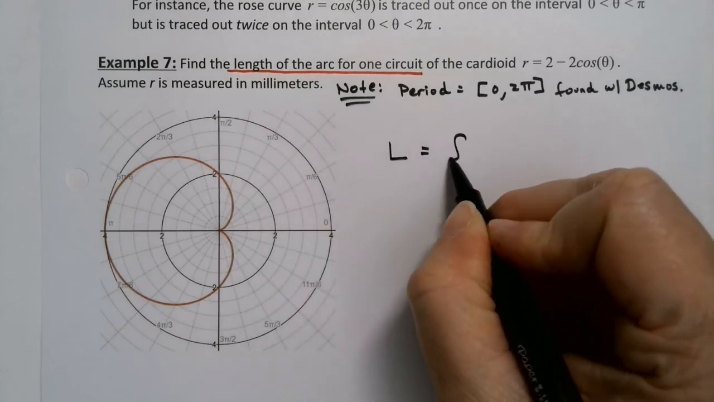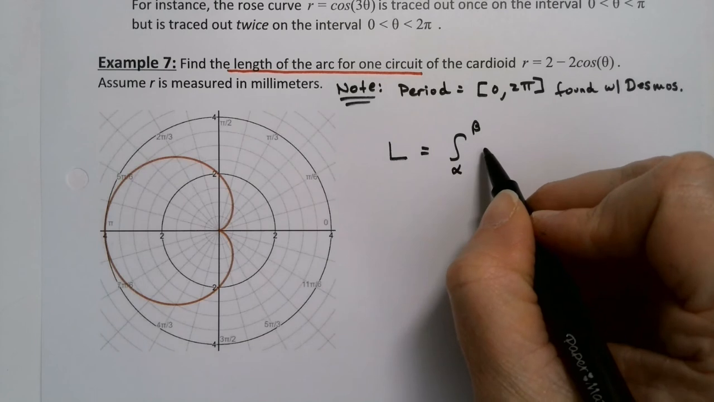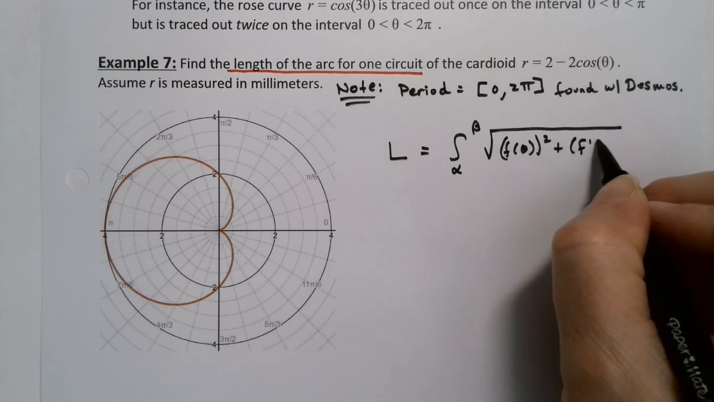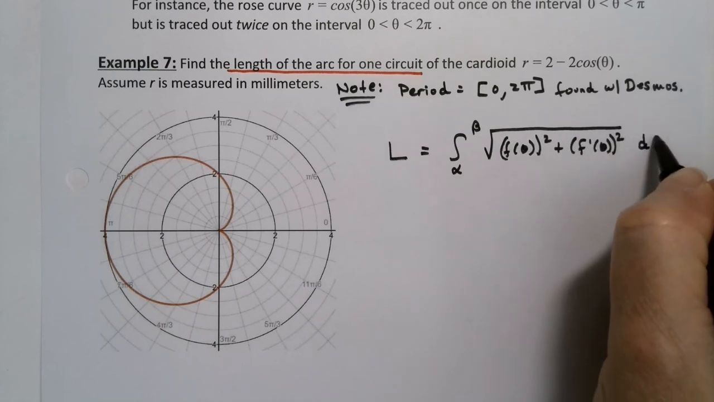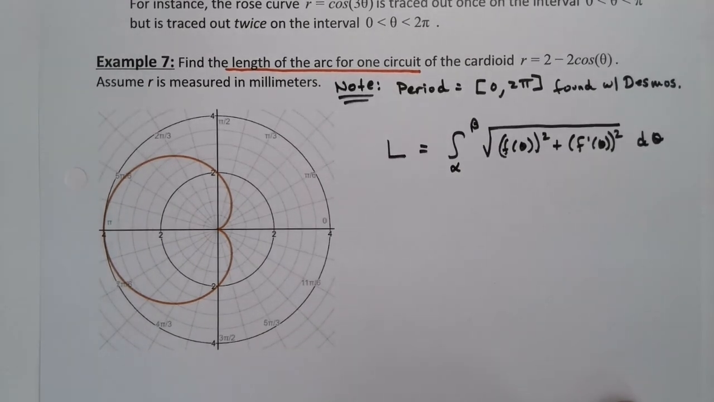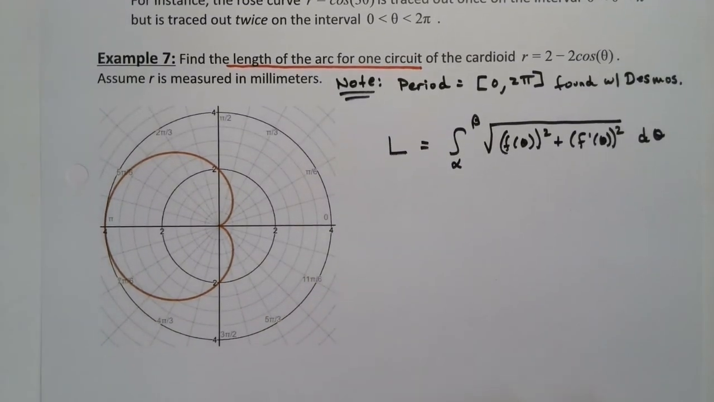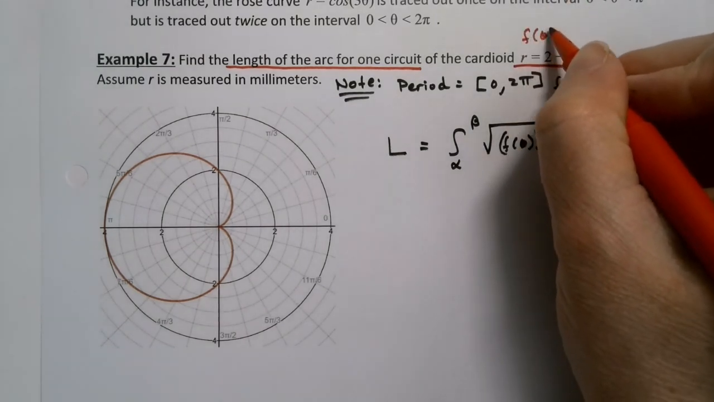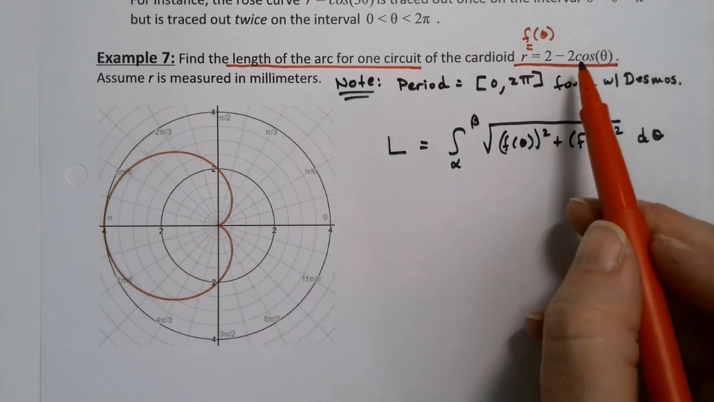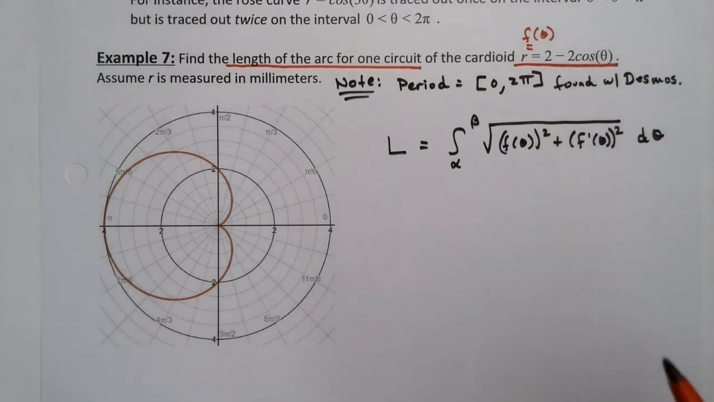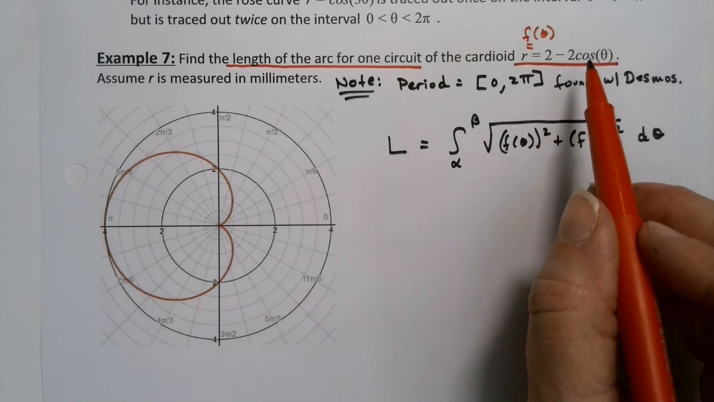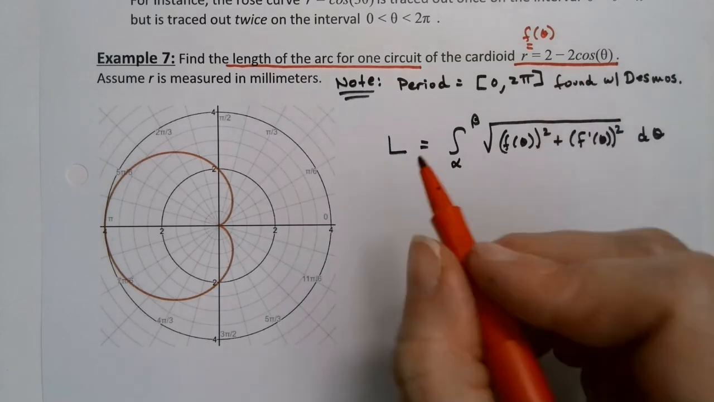L is the integral from alpha to beta of the square root of f of theta squared plus f prime of theta squared d theta. All right, well, let's see here. So f of theta is, of course, the problem that was given to us. So if I write it right here, this is f of theta, right? F prime of theta would be the derivative of that, right? So the derivative of 2 is 0, the derivative of cosine is negative sine, so there would be positive 2 sine. I'm going to do that one right this time.